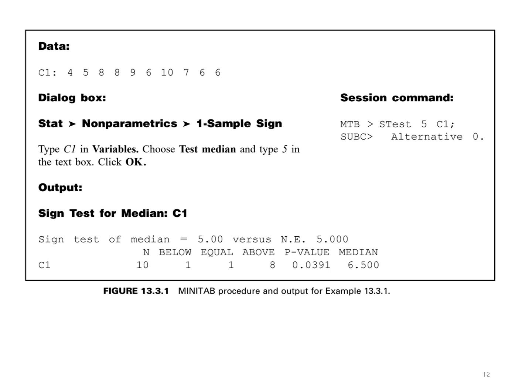This is the output from the computer Minitab program. Here we have 10 cases: below 1, equal 1, above 8. When you calculate the probability, it is 0.0391. So from this data, the real median is 6.5, not 5.